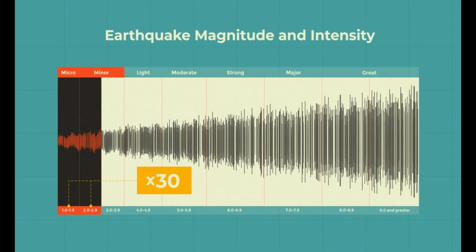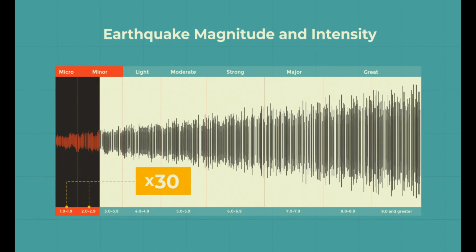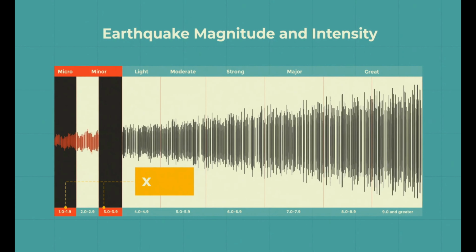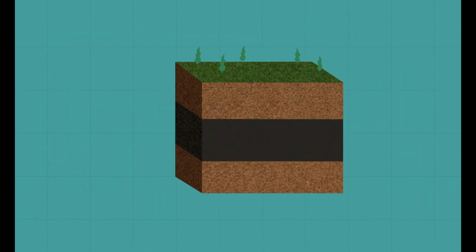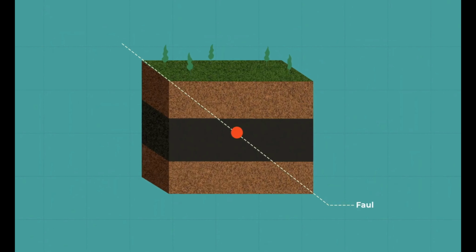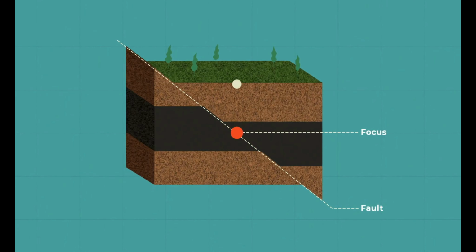An increase of 1 unit of magnitude is equivalent to 10 times the amplitude and 30 times the energy. This means that a magnitude 2 earthquake will release 30 times the energy of a magnitude 1, and a magnitude 3 earthquake will release 900 times the energy of a magnitude 1.